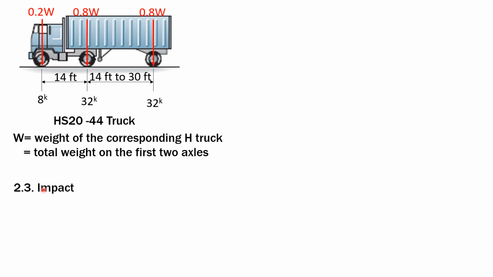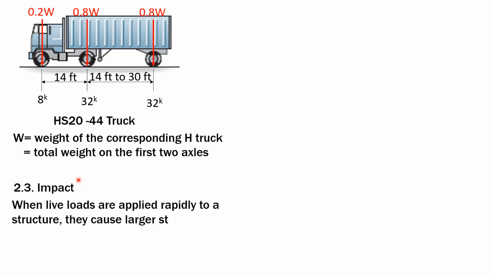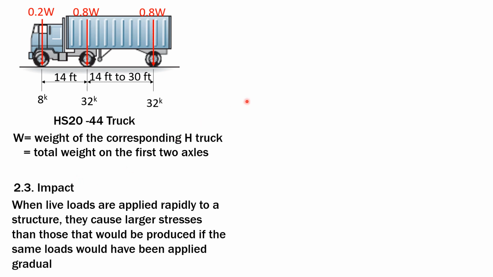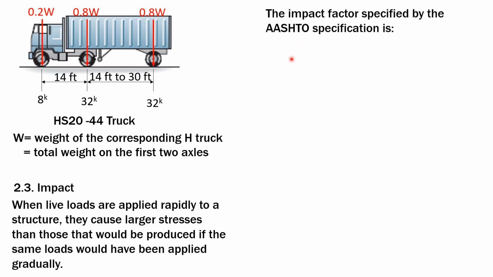Impact: impact can have greater stresses than when the loads are gradually placed on the structure. So we need to increase the reaction stresses or loads by this impact factor, and this is given. When live loads are applied rapidly to a structure, they cause larger stresses than those that would be produced if the same loads would have been applied gradually. So the impact factor specified by the AASHTO specifications is given by this formula, 15.24 over L plus 38.1, and it should be less than or equal to 0.3.